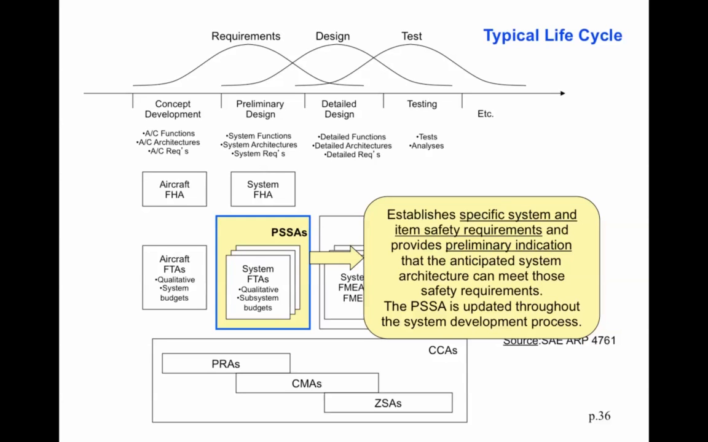Okay, so this slide is kind of a repeat from what we saw earlier regarding the preliminary system safety assessment. Realize again, this starts to occur during the preliminary design phase. So in this case, we really try to establish safety requirements regarding the system and item. So what systems and items of the aircraft function?